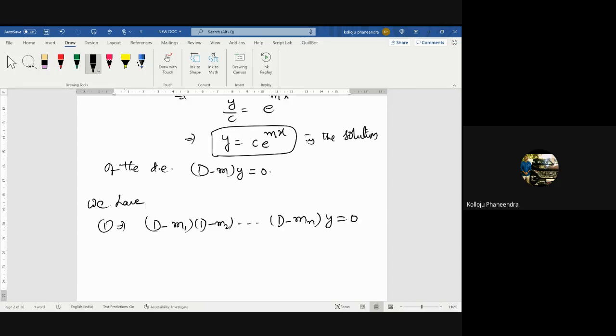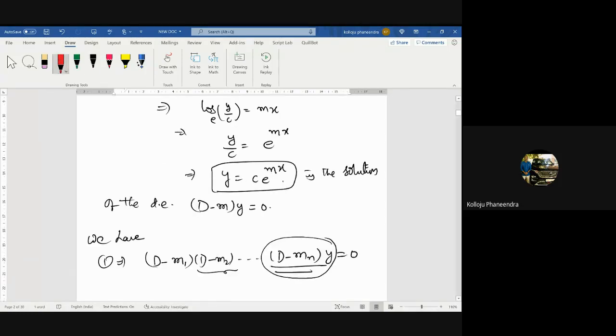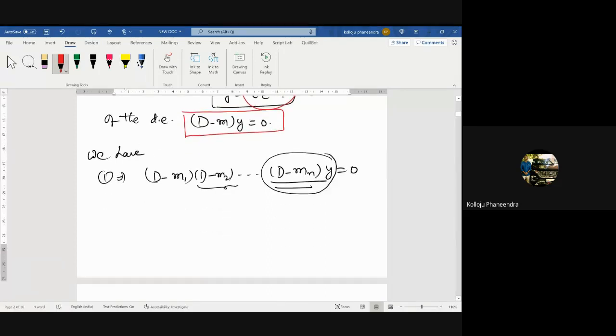Got it? That is why, from equation 1, for this factor this is the solution. Again you will get something here, then for D minus m2 into something, again one more e power mx solution. So what is my aim? Why am I telling this? Because for a differential equation of the form D minus m into y equal to 0, the solution form is some constant c into e power mx.